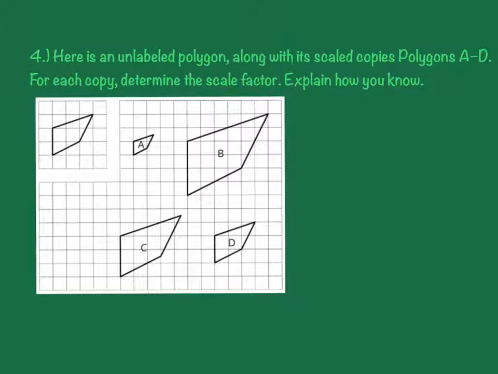Okay, here's an unlabeled polygon, along with its scaled copies, polygons A through D. For each copy, determine the scale factor. Oh, well, this is like basically review. So the easiest thing to take notice of is this side right here, because it goes right along the line, and it's 2 whole units, right? So I know that when I go to A, it's 1. So for A, well, first of all, let's remember to find the scale factor, we divide, right? To find scale factor, because I know some of you are still confused about this for some crazy reason. Scale factor.